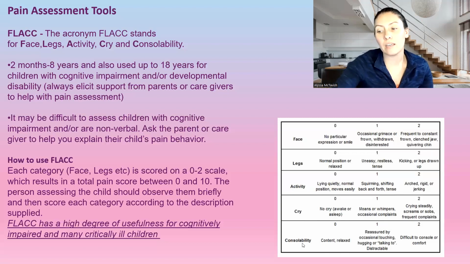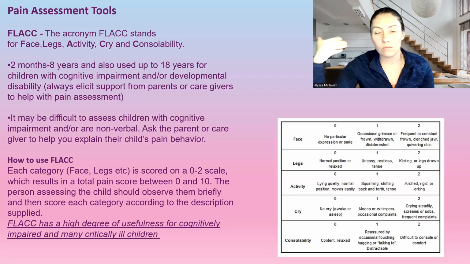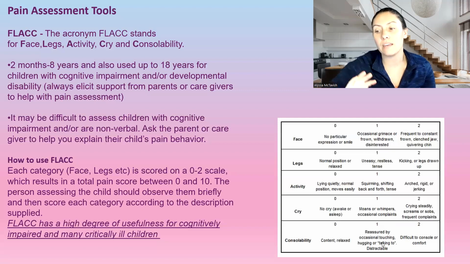Now, can they be consolable? Okay, so either they're going to be content or relaxed. Can you just touch them or talk them through it? Or are they difficult to console? Okay. Or comfort. So you just base it on this, and then you get a scale of 0 to 10. Obviously, 10 is the worst.